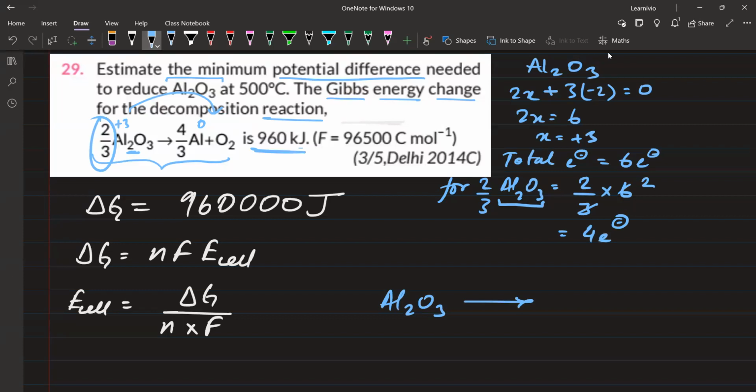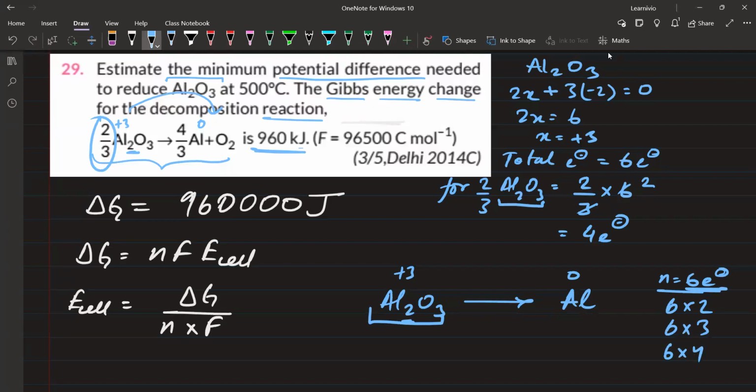Al2O3 से aluminium. ठीक है, we want to go from Al2O3 to aluminium. So from +3 to 0. That is the change in 1 aluminium. For 2 aluminium, what will be the total number of electrons required? 6. So we can say that for 1 mole of aluminium oxide, we require 6 electrons. For 2 moles, I will be requiring 6 into 2. For 3 moles, 6 into 3. For 4 moles, 6 into 4.